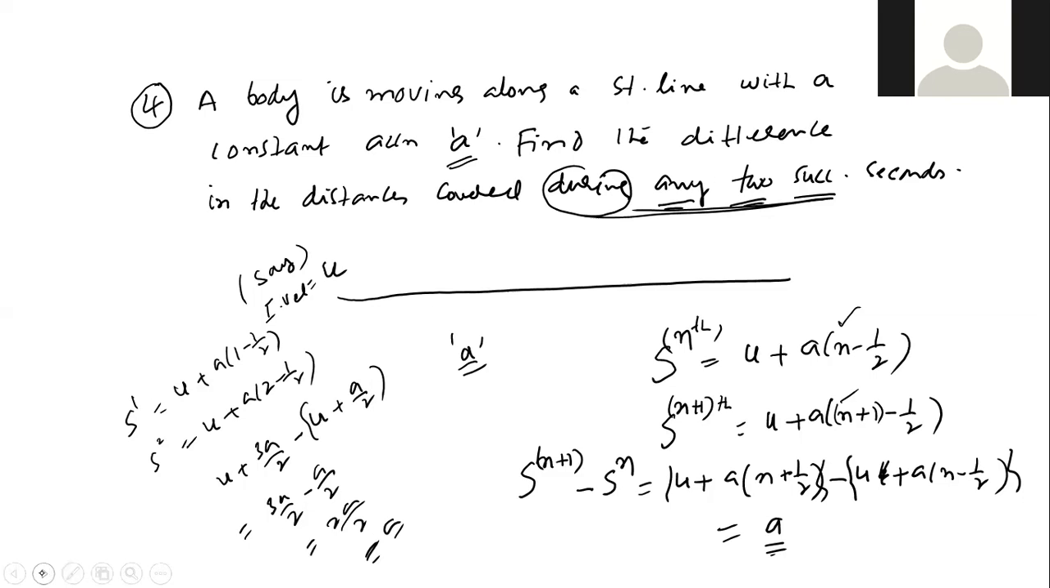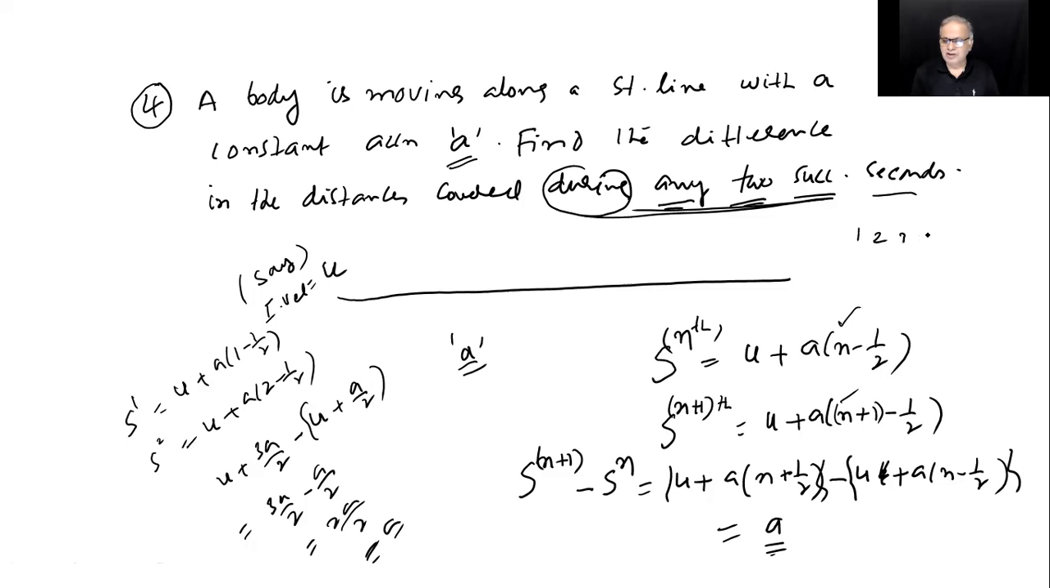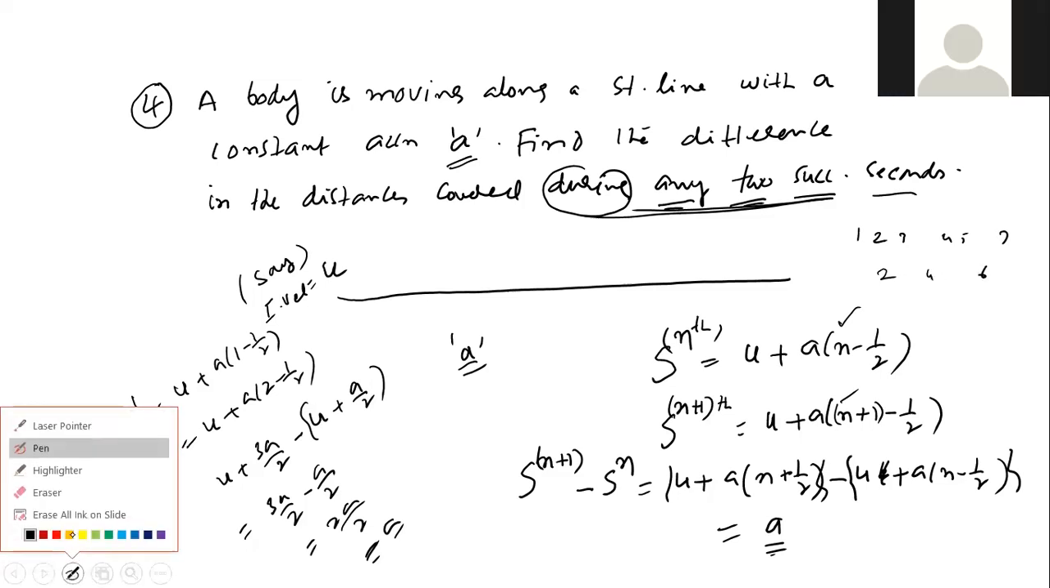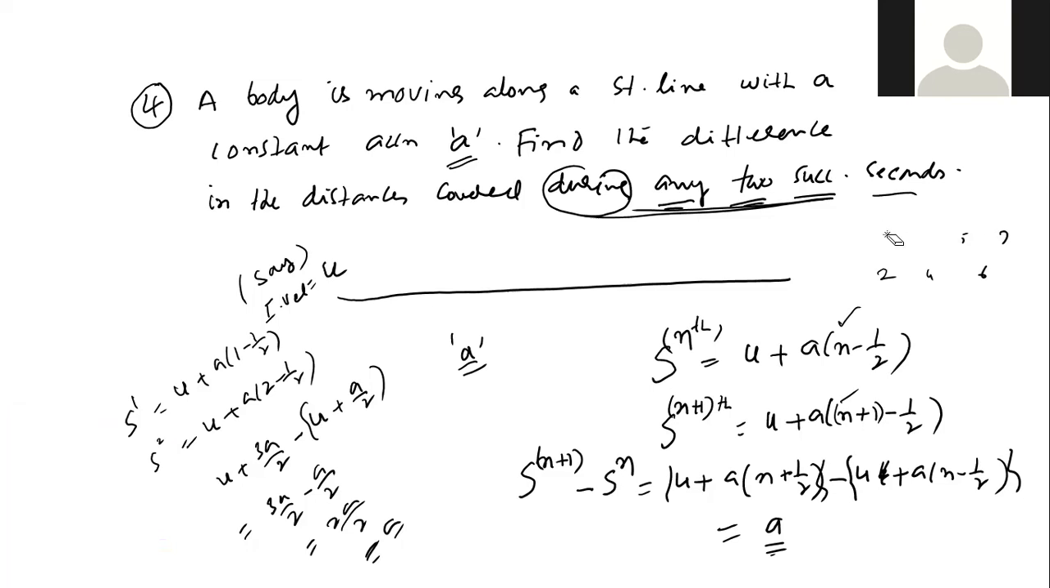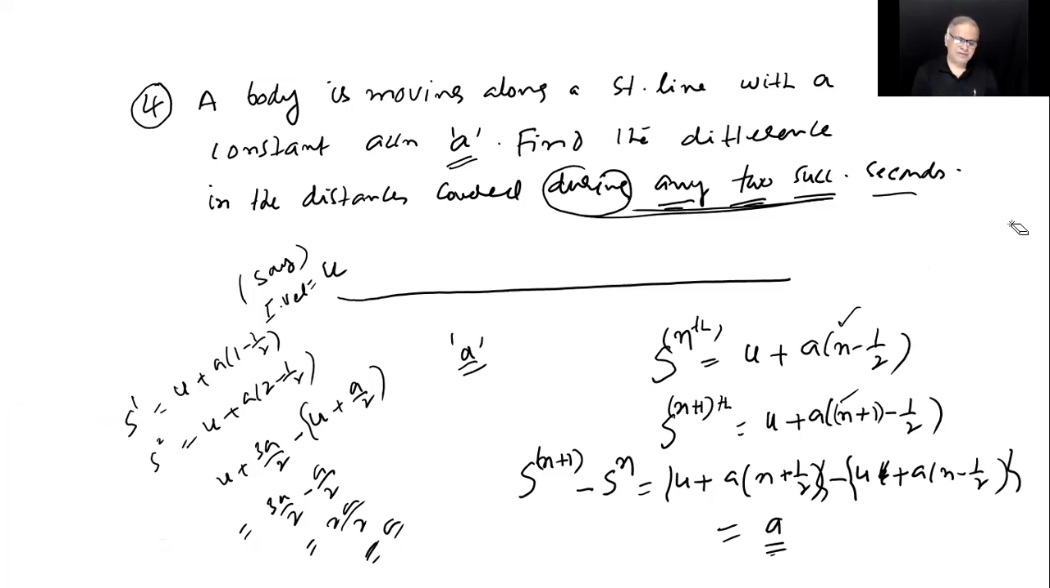Between two successive seconds, it can be any two. The difference may be anything, sir. Like n and n plus two. Two successive seconds, how can it be n and n plus two? The interval should be the same. Two consecutive, so it can be 1 and 2, 2 and 3, 4 and 5, 6 and 7, 8 and 9, like that, not 2 and 4 and 6, isn't it?